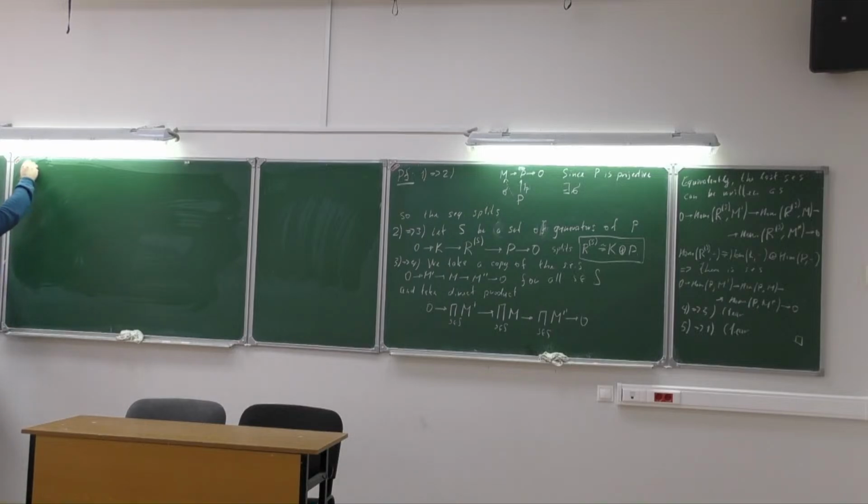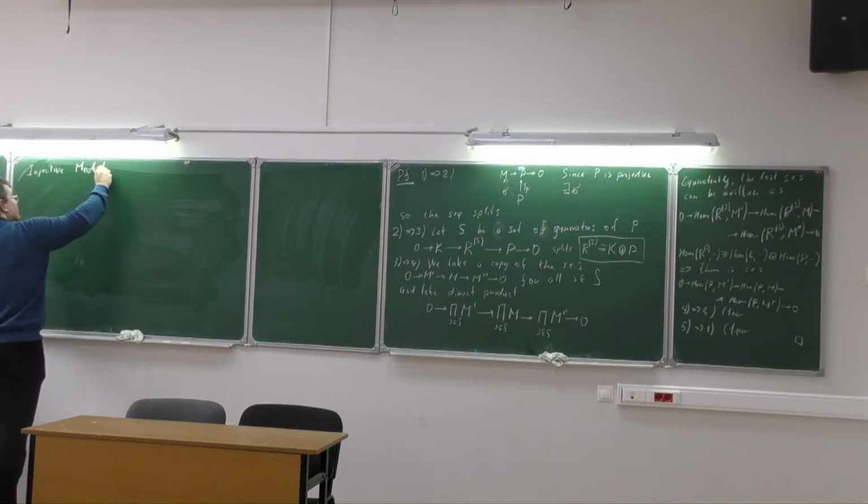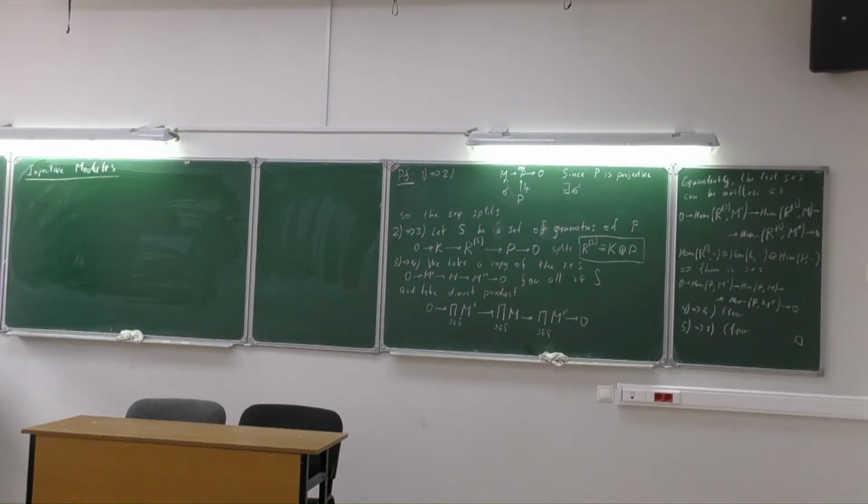Now let's discuss injective modules, which is a little bit more interesting topic. There are several less trivial theorems about this topic. So first of all, the definition is kind of the dual to the definition of a projective. You can say that an injective object in a category is just a projective object in the opposite category. That would be the formal definition. But what it means more precisely for modules is the following.